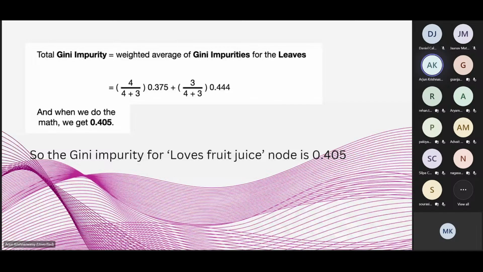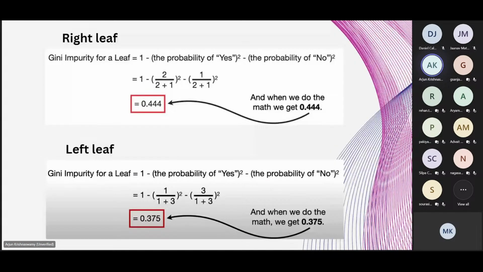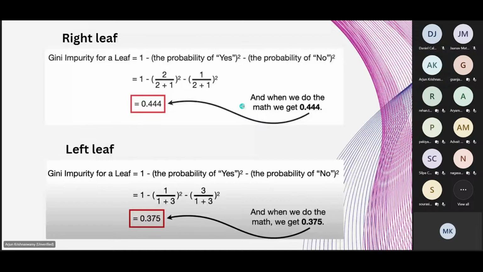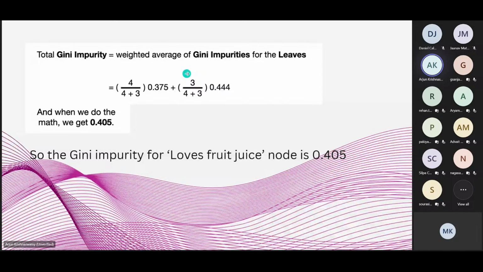I'll just go through it again so that it's clear what Gini impurity is, because it's very important for all further calculation. We perform the split, we calculate Gini impurity for these individual ones, and then find the weighted average. We multiply the Gini impurity values with their particular weights and then sum them up. This is the Gini impurity for the right leaf, this is for the left leaf, and the weighted average gives a value of 0.405. So if you use loves fruit juice as our criteria for classification, we get 0.405 as our Gini impurity value.